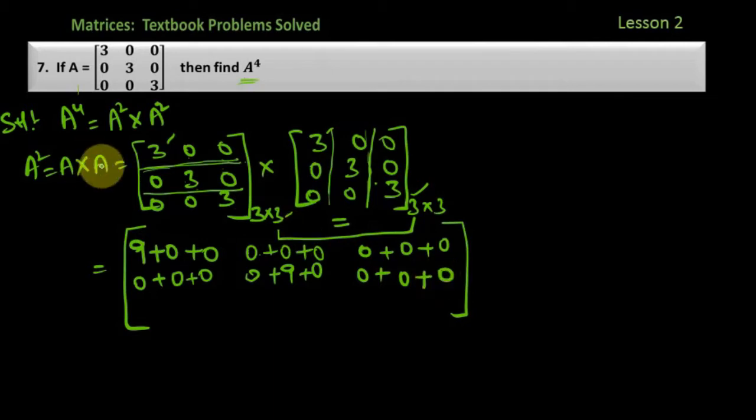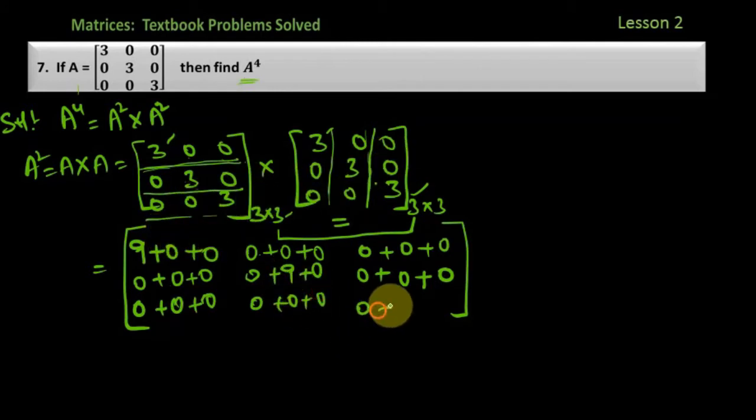Okay, now the last, third row I should multiply with these three columns, right? So first 0 into 3 is 0, plus 0 into 0 is 0, plus 3 into 0 is 0. Similarly here also 0, again 0, plus again 0. Last, zeros are 0, plus 0, plus, see, the last term we get 3 threes are 9.